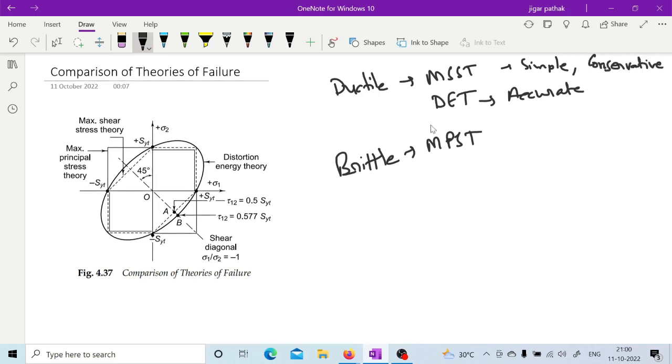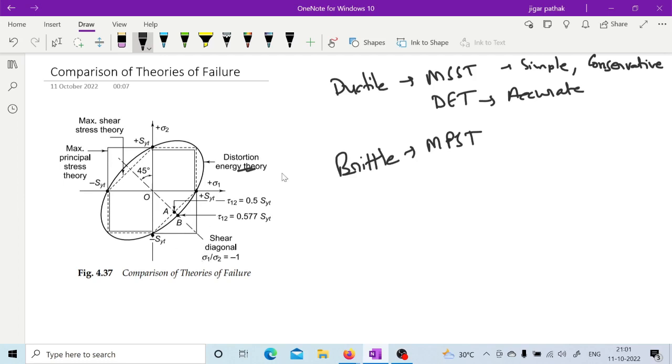MSST is also conservative in comparison to distortion energy theory, because the envelope of MSST lies inside the distortion energy theory envelope. This ellipse is the distortion energy theory, and that particular hexagon is the maximum shear stress theory, right? It lies inside, which means it is more conservative, while the maximum principal stress theory is this square.